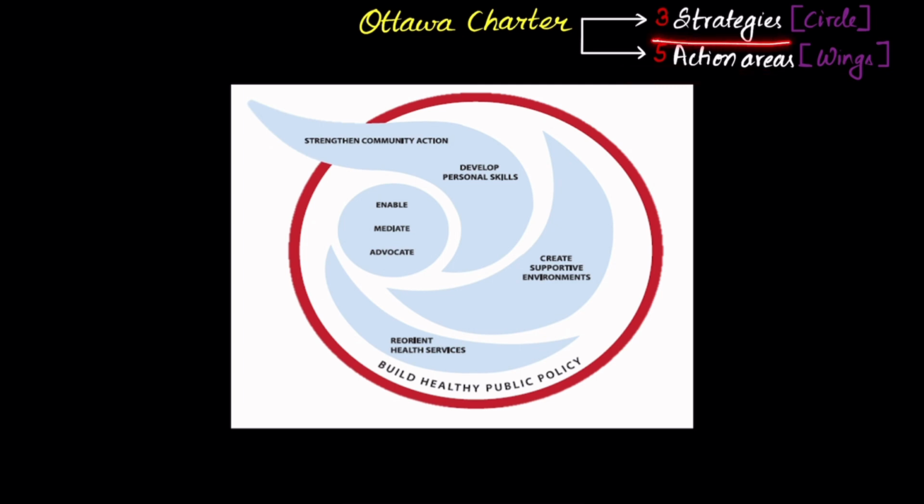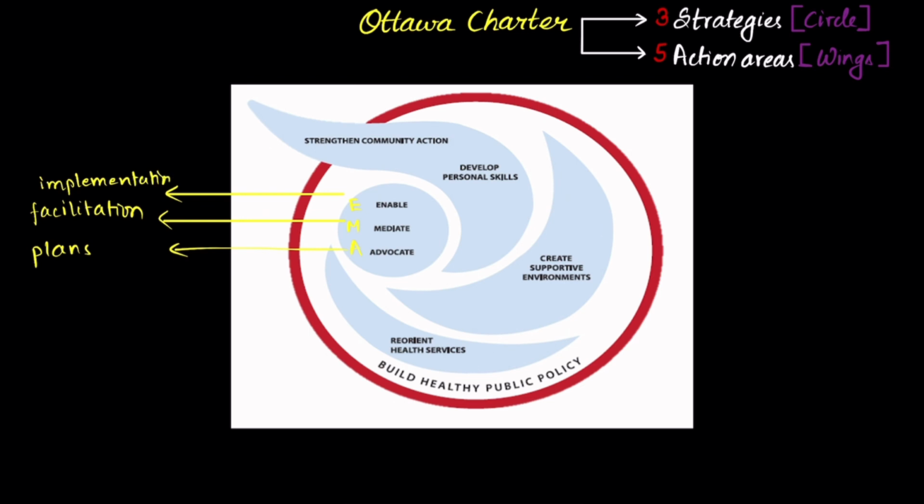First, let's look at the 3 strategies that are mentioned under Ottawa Charter, and they are written right here within this circle. So we have advocate, mediate, and enable, or AME. Advocate refers to the process of coming up with plans, recommending plans. So this is the process of formulation of plans. Mediate refers to the process of facilitation of those plans. And then enable refers to the implementation of the plan.